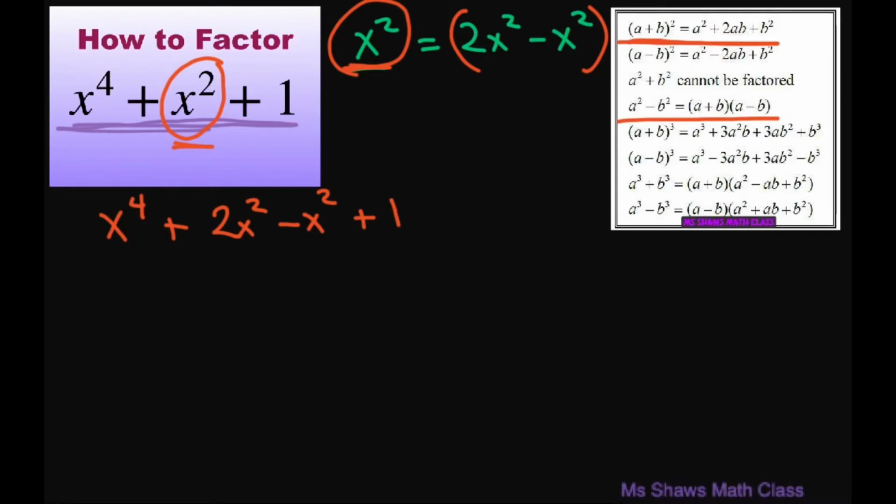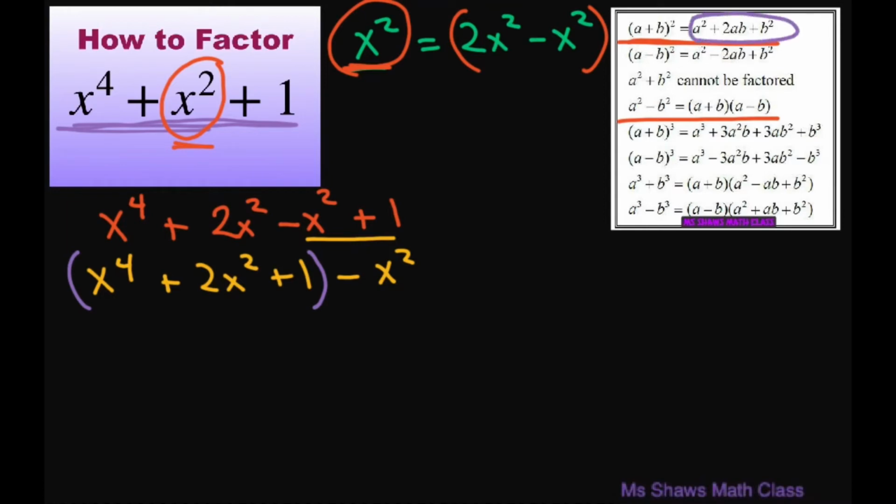The next step I'm going to do is rearrange these two terms. So we'll have x to the power of 4 plus 2x squared plus 1 minus x squared. Looking at this, I notice this part here is a perfect square trinomial. It follows that format, except we have 4 here. So I'm just going to use this formula, and make it look like that.